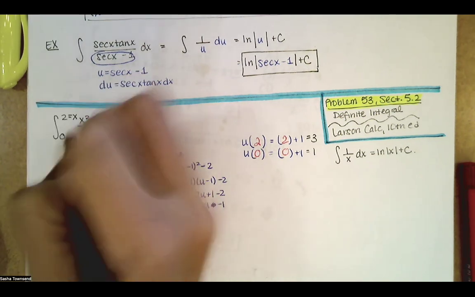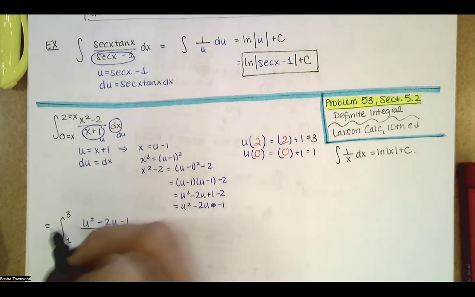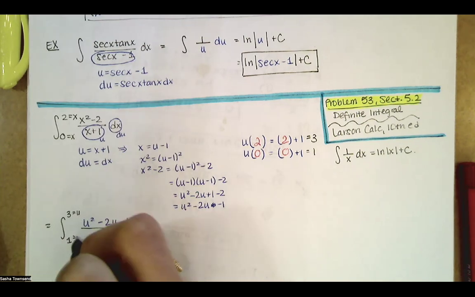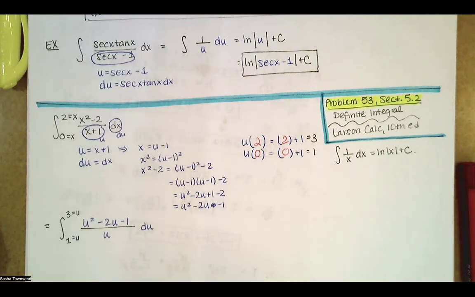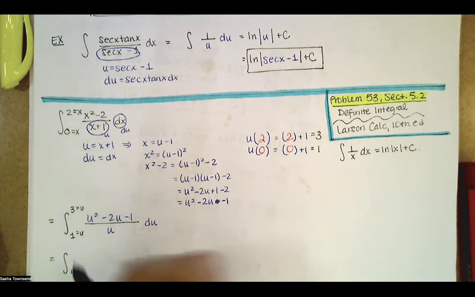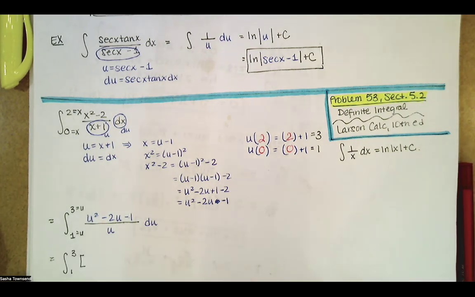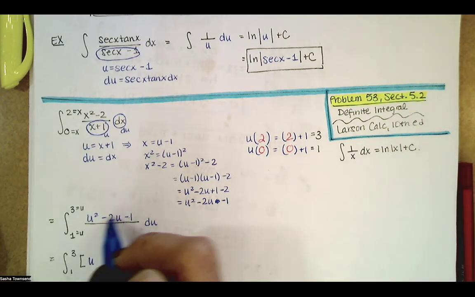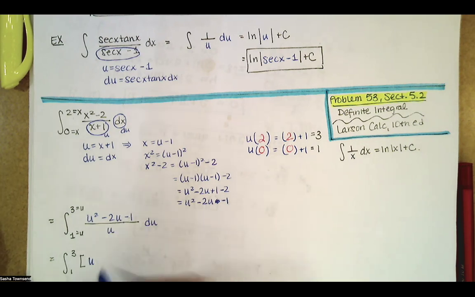Because these are x values where we start and where we stop, and these are u values where we start and where we stop. Now our integral is written entirely in terms of u, and we say, do I have a rule for that? No, but if I just divide each of these by u, then I should have a basic rule for everything. So we'll be integrating from 1 to 3. u squared divided by u is u. Negative 2u divided by u, the u's reduce, and we just have a negative 2. And then negative 1 over u, we've got a basic rule for.